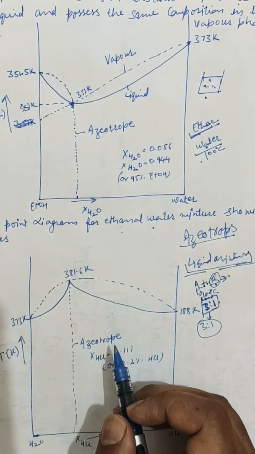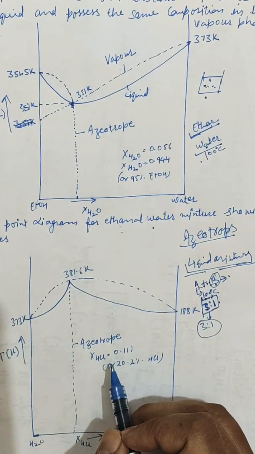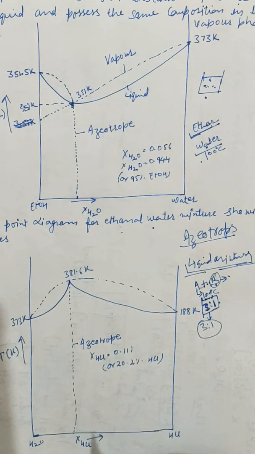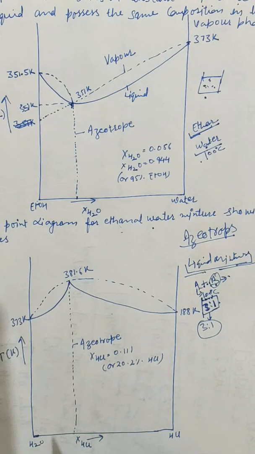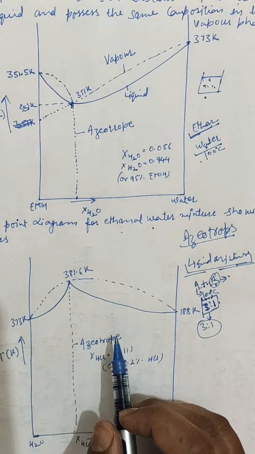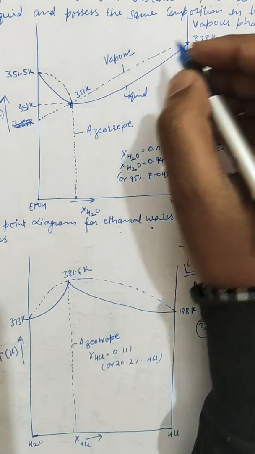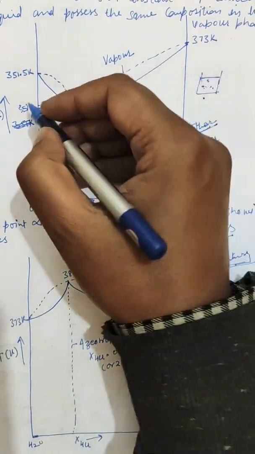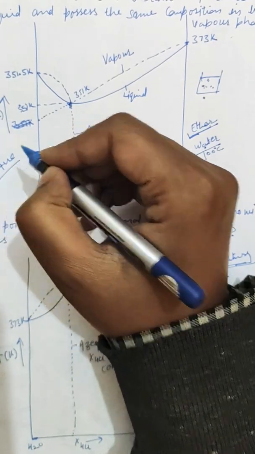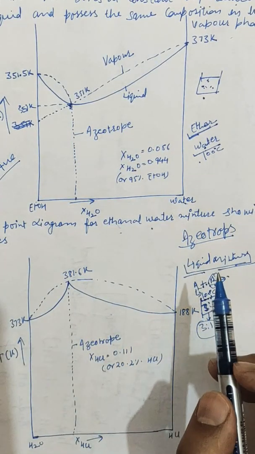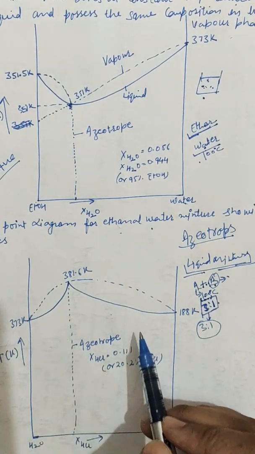Now, maximum boiling point azeotropes. These azeotropes are formed by those liquid pairs which show negative deviation from ideal behavior. The minimum boiling azeotropes, by contrast, show positive deviation from ideal behavior. So in such a solution, there is a diagram which explains everything.